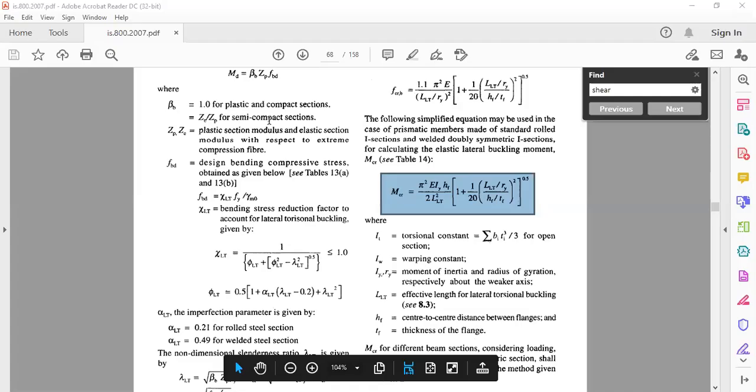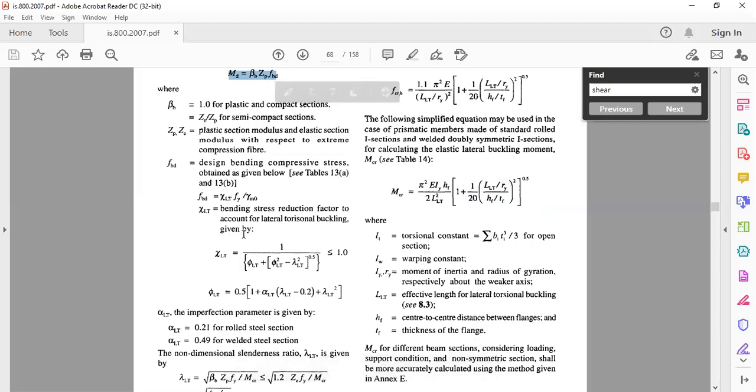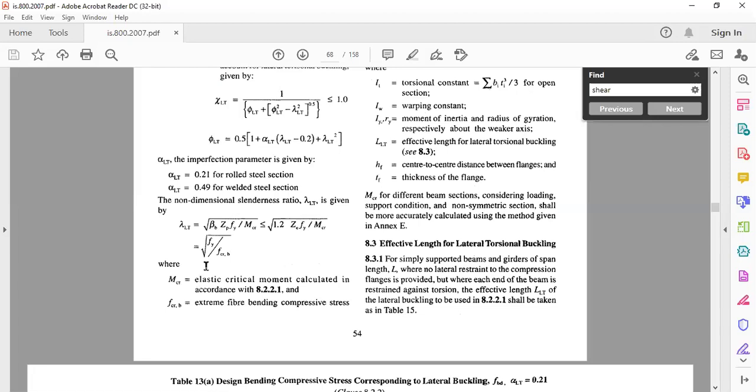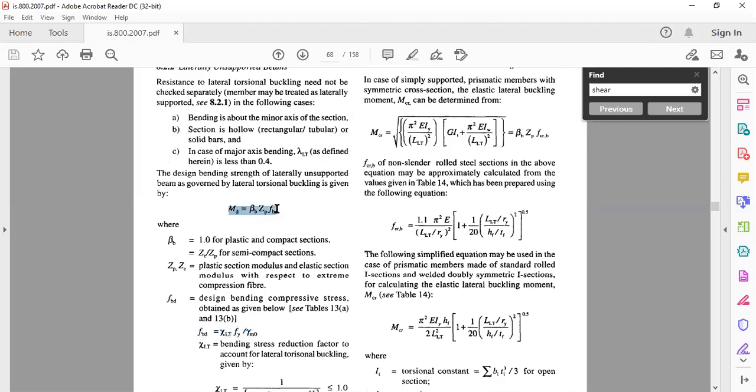So here the formula is Md is equal to beta b into Zp into fbd. The fbd value we have to calculate. For that we need lambda LT, phi LT, and chi LT. Then we can get the fbd value here. After substituting this, we can get the design moment. The design moment should be greater than our moment developed due to load. That check we are going to do right now. So let us go on to the formula.